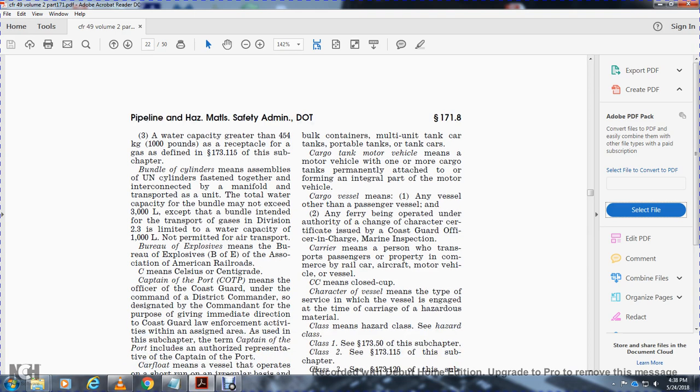C means Celsius. Captain of the Port, COTP, means the Coast Guard officer under the command of the director, designated by the Commandant for the purpose of giving immediate direction to the Coast Guard law enforcement activities within the assigned area, with the use of the subchapter.